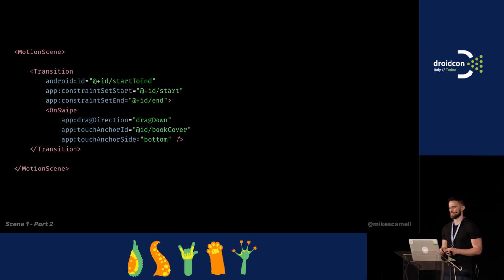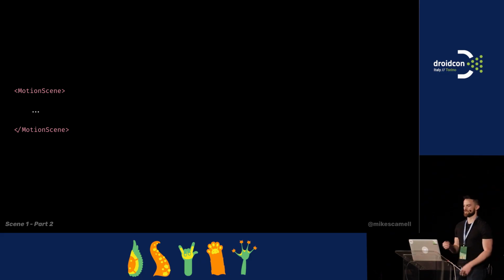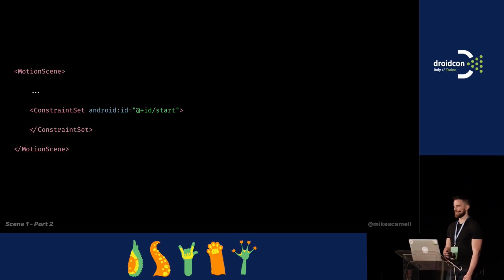We use constraint sets to define how we want things to look at the start and the end of a transition. You could have intermediary steps like a middle state, but whatever it is, ideally a natural resting point before moving to the next state. We're going to focus on just having a start and end state for our first scene, just to keep things simple. This is our start constraint set.